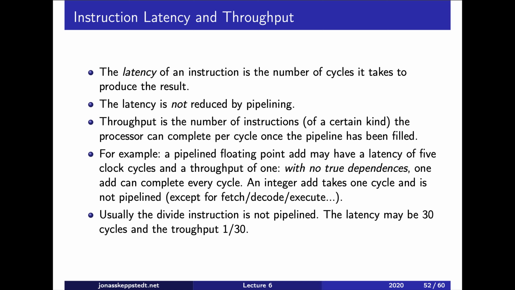The latency of an instruction is the number of clock cycles it takes for it to produce a result. And the latency is not affected by pipelining, since the instruction still needs to perform each task that it has to do. But the throughput, which means the number of produced results per clock cycle, that can be improved.